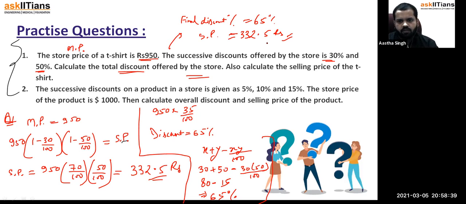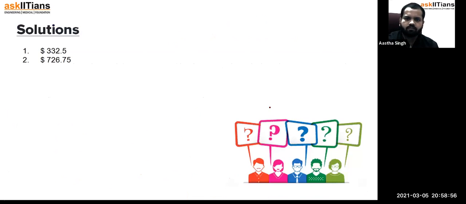So yeah, next question is successive discount. So here three discounts were given: 5%, 10%, 15%. Store price is basically your market price. Market price was $1,000. Calculate the overall discount and selling price. Guys, market price was given. Question number two. Market price was given what? 1,000 rupees. And successive discounts of what?